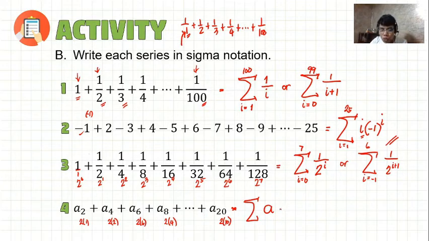So, you have, suppose i pa rin yung gagamitin ko, a sub 2 times i. And i must start at, as you can see in our pattern here, magsa-start at 1 at it must end at 10. So, you have 1 until 10. So that is your final answer. Okay, so I hope naintindihan nyo yan.